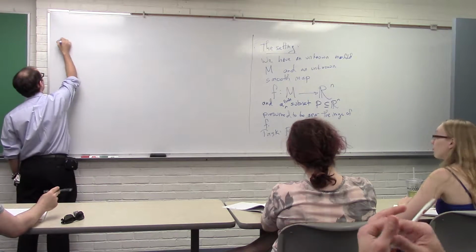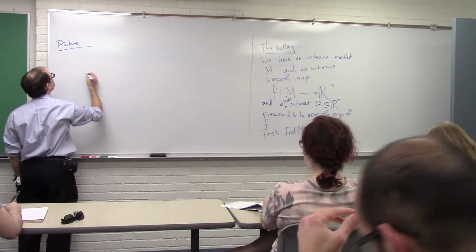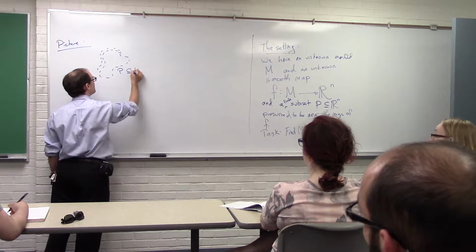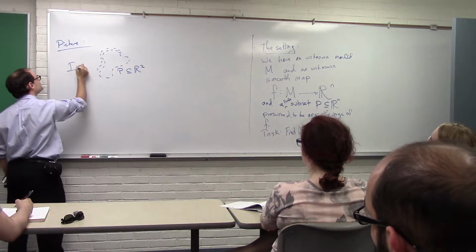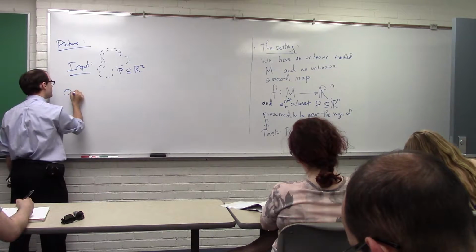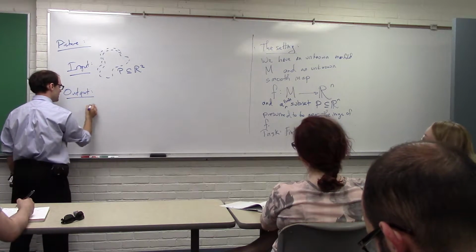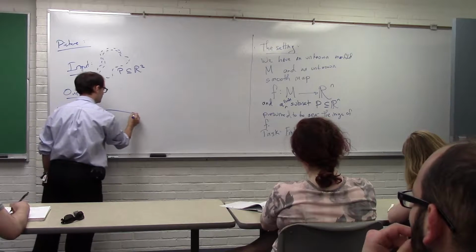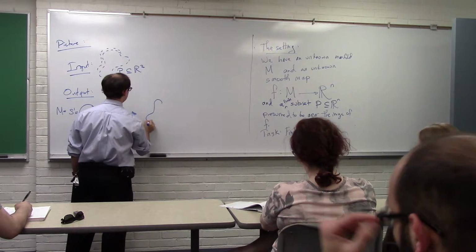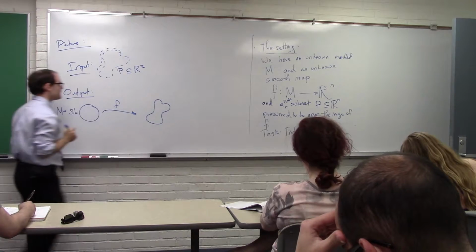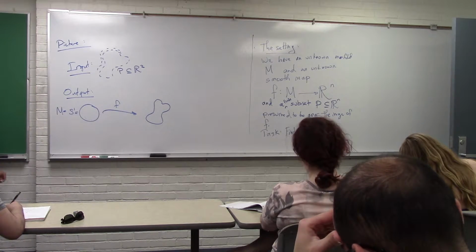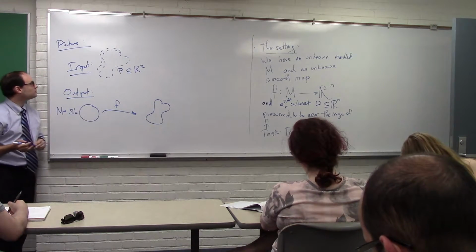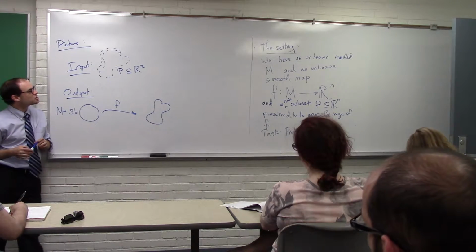Okay, so picture. Here's R^2. This is your input. You want the output to be this. Say the domain is a circle, and F traces out this particular picture. That's the goal. That's what manifold learning is about.